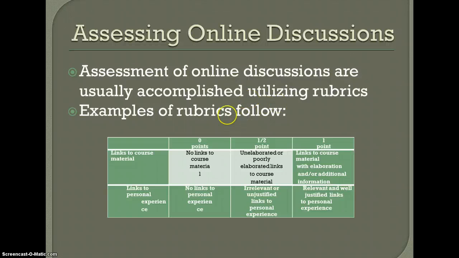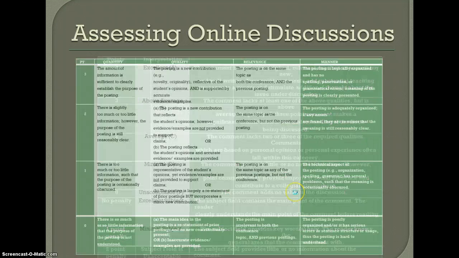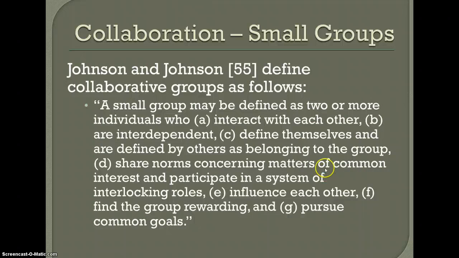So assessing online discussions, as you know, can have a rubric. Here is one type of rubric. I have another. This is a holistic rubric. An interesting point is down here that there's a minus 2-point penalty, or a minus 1-point penalty for failing to do a couple of these things. You can see. And another assessment of online discussion.